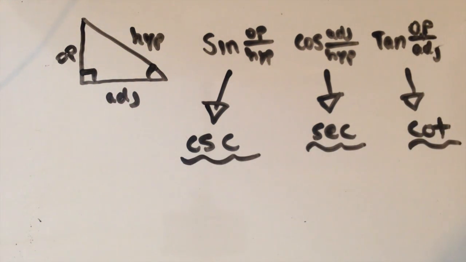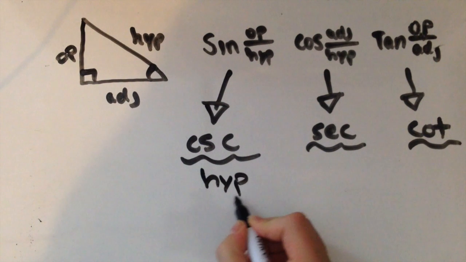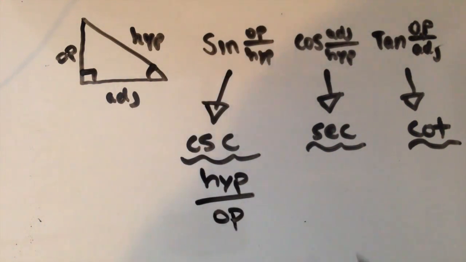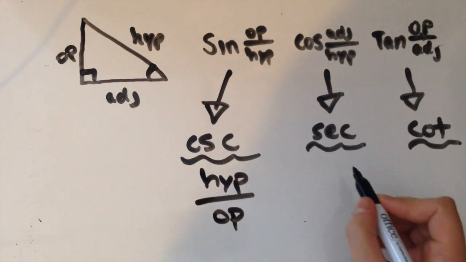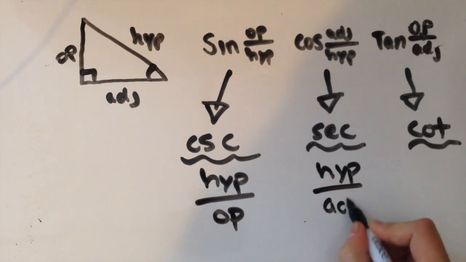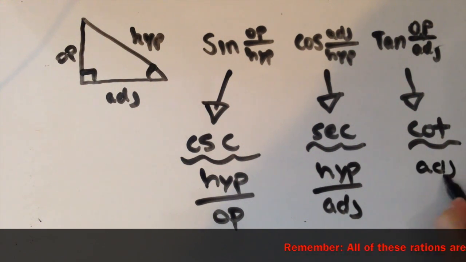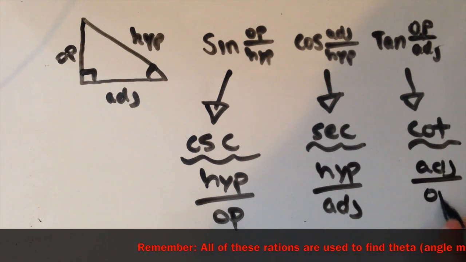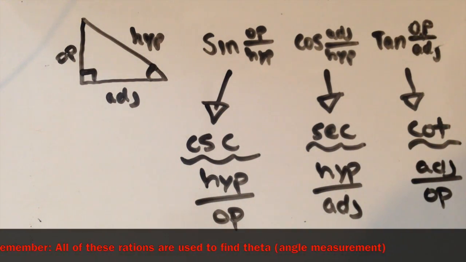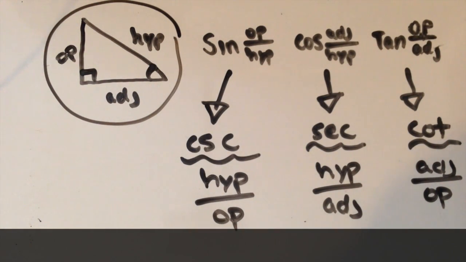Because these are all reciprocals, it's pretty simple. Cosecant is just hypotenuse over opposite. Secant is hypotenuse over adjacent. And cotangent is adjacent over opposite. Now, you have 6 different ratios, all relating to one right triangle.